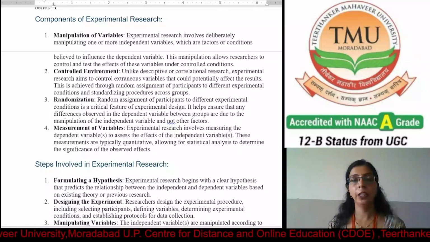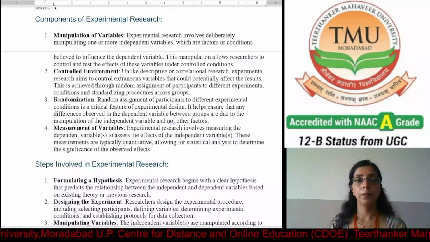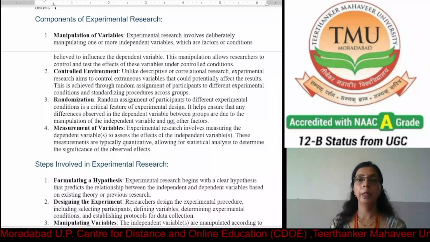In our next session, we will discuss external validity of experimental research.